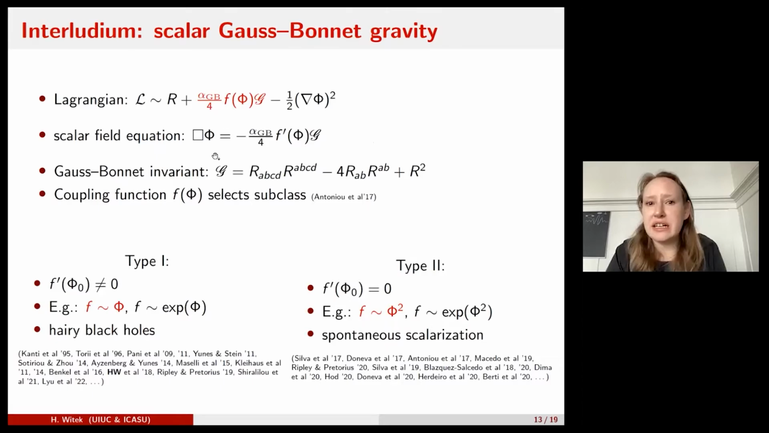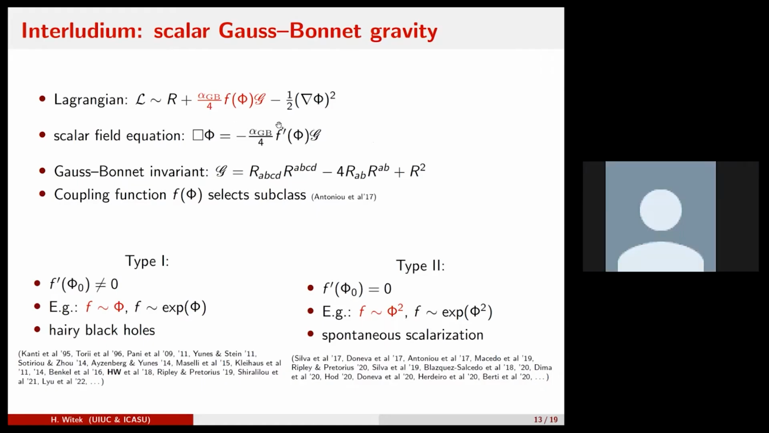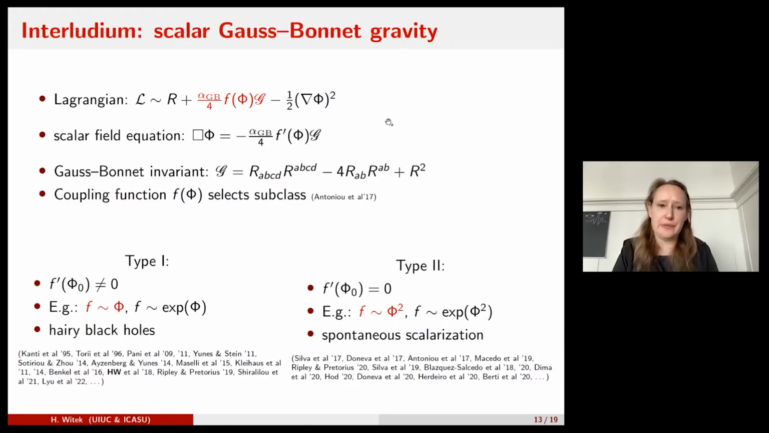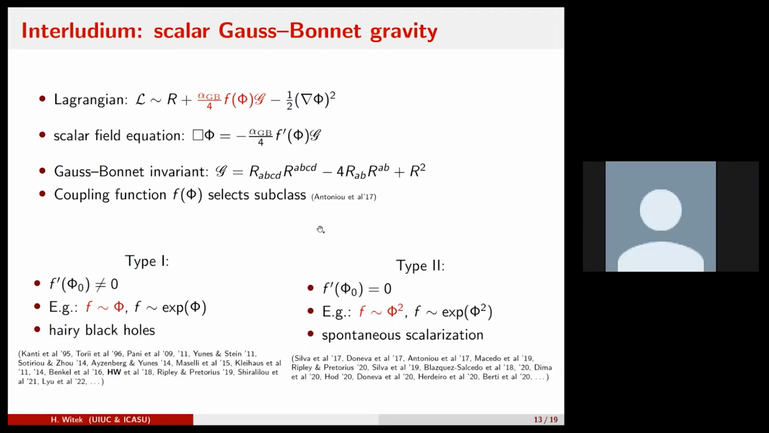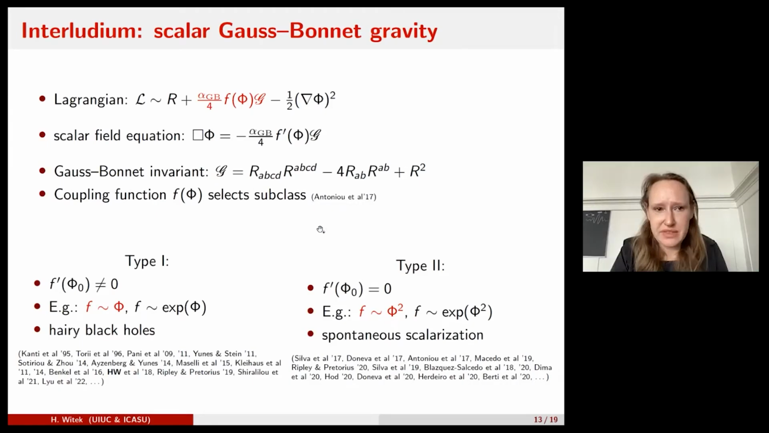Yeah. So basically, I'm doing this expansion in this alpha GB, or the dimensionless version thereof. Alpha GB by itself has a mass squared dimension, and basically in this expansion, this alpha GB scales out, and I can treat the scalar field equation in the background of a GR binary. So this is what I'm going to do. Thanks. Absolutely. Good. Okay.